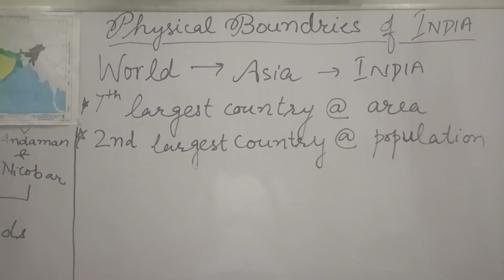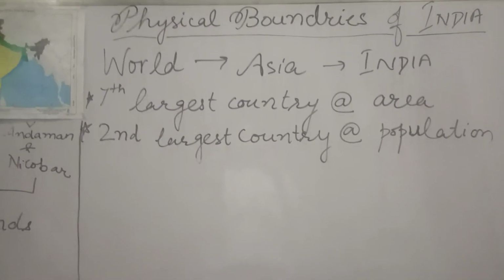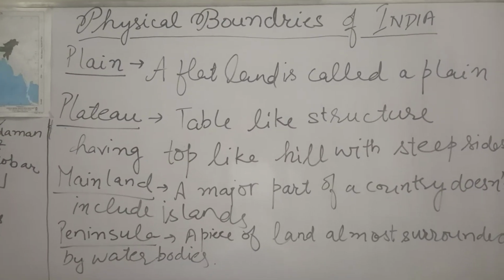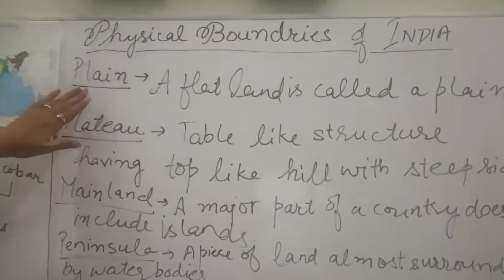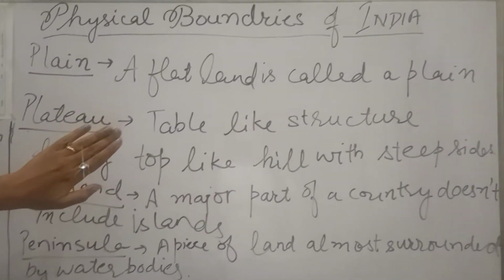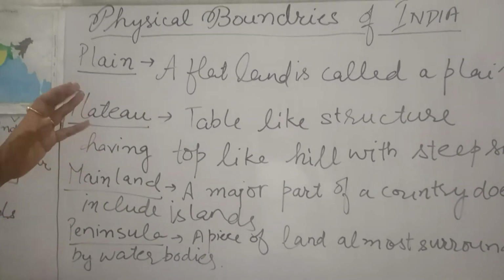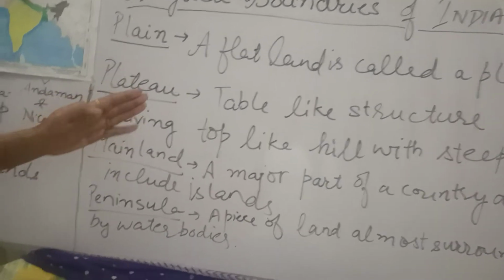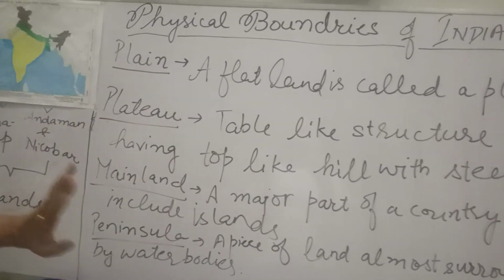Now, let's come to the definition related to this topic. Now, first definition is plain. What is a plain? A flat land is called a plain. Means the area of Punjab, Haryana, these type of states contain plains.